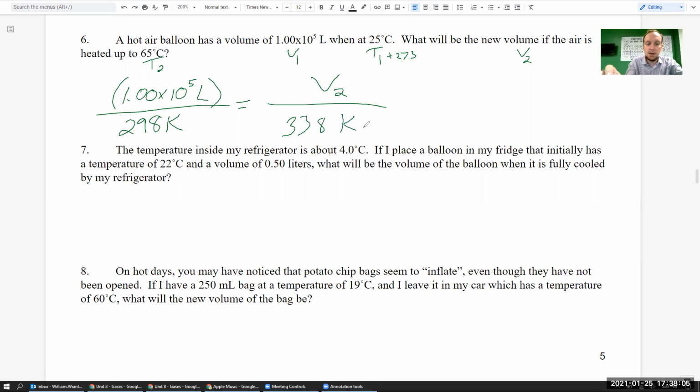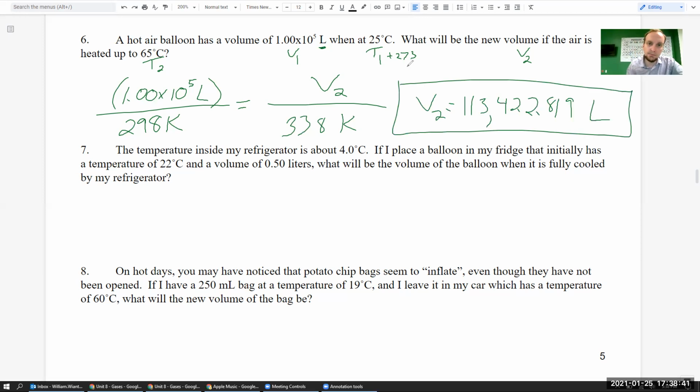38 Kelvin. All right, so I'm going to multiply the top left by the bottom right because again, I have both those numbers on that diagonal. So 1.00 times 338 divided by 298 gives me V2, which comes out to be 113,422.819. V2 again, what we're looking for is liters. So that's going to be our final volume for this problem.